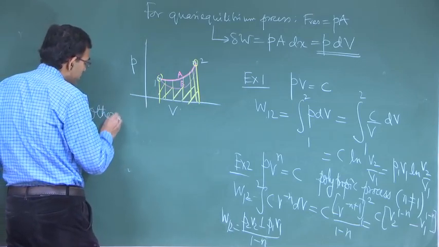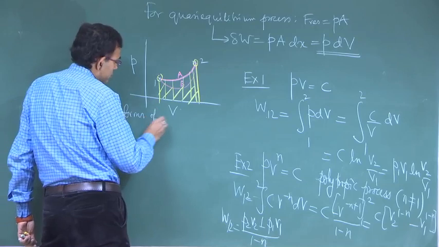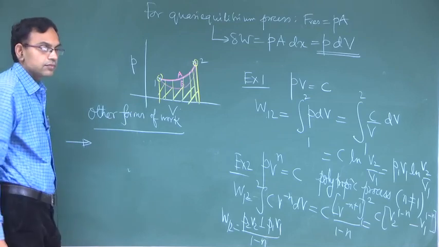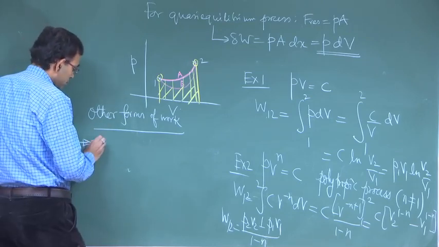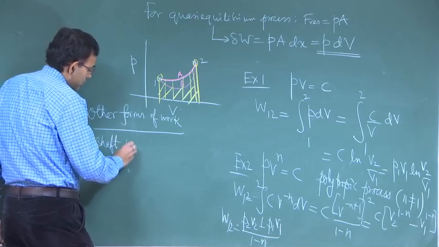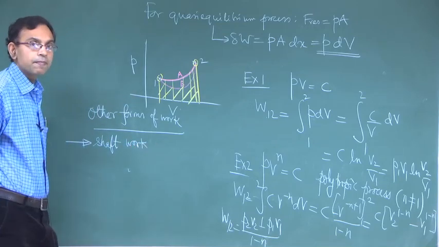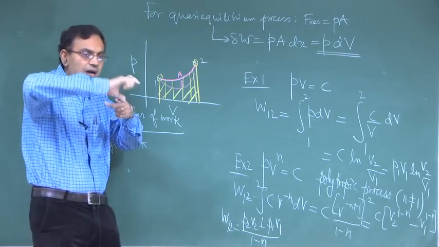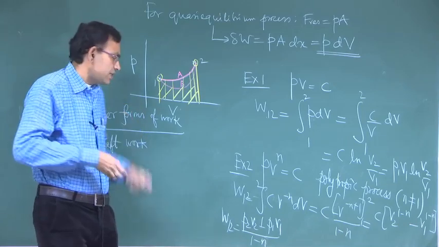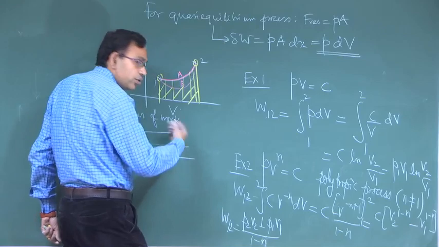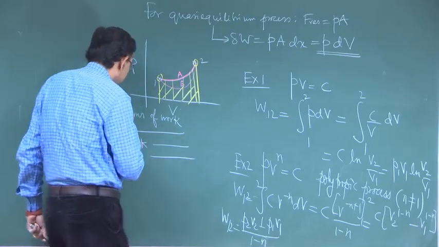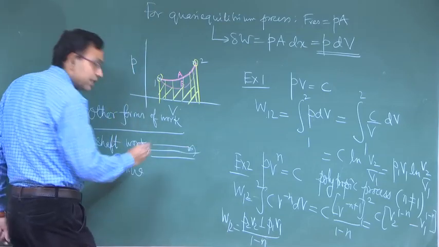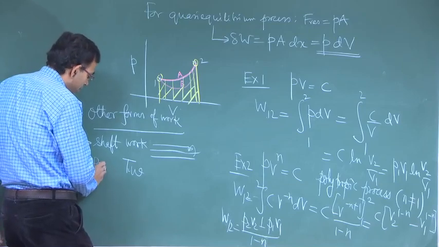There could be other forms of work. What are these? Shaft work. So, what is shaft work? If there is a shaft that is rotating and it requires a torque T to rotate it, then the rate of shaft work is given by the torque into the angular velocity, which is the power.